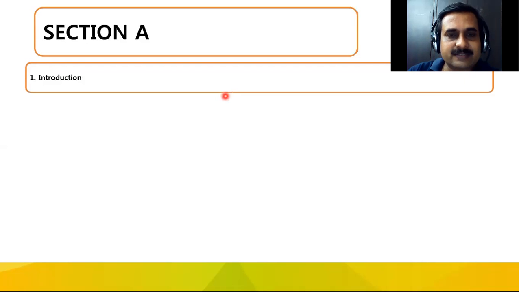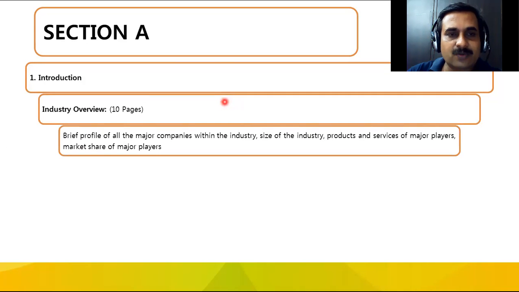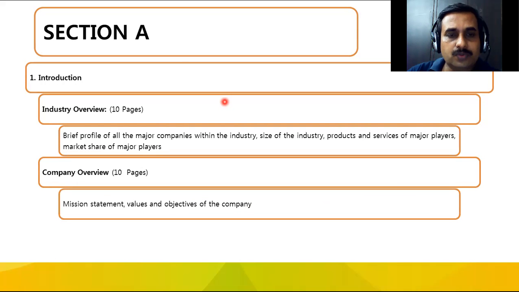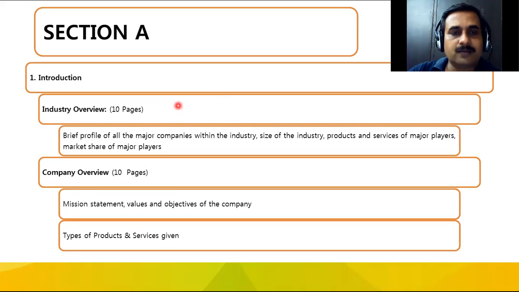Now you can segregate the entire thing. This introduction part is divided into 2 parts: industry overview and company overview. In industry overview, we are going to handle brief profile of all major companies within the industry, size of the industry, product and services of major players, market share and major players.